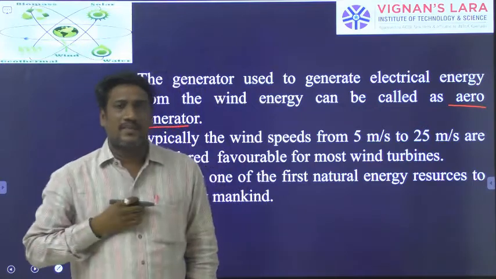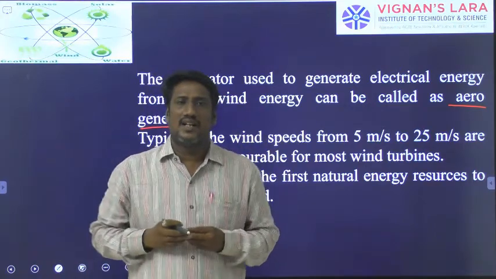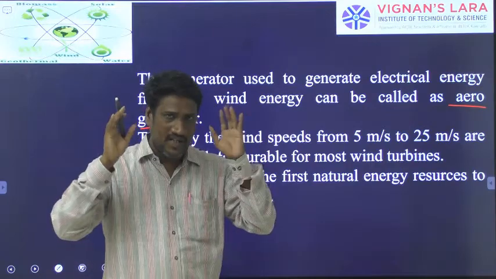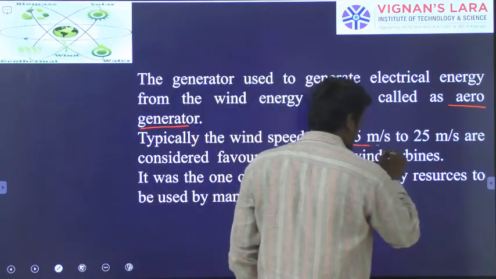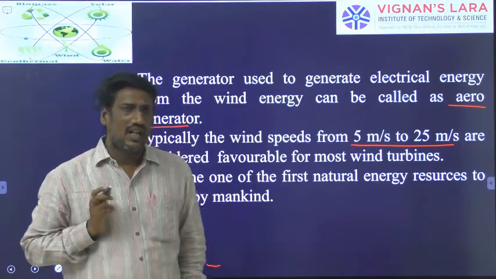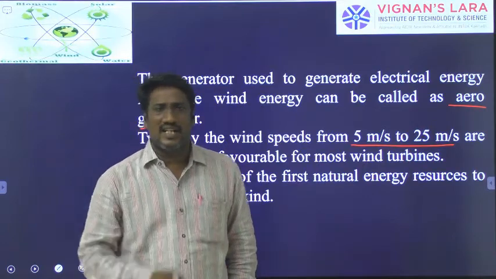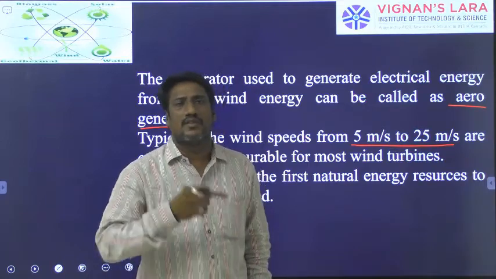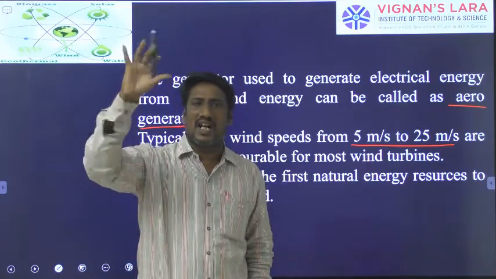What will be the speed to generate electrical energy? How much speed must be there to construct a particular power plant? If I want to construct a wind power plant, what is the required speed of the wind? The speed must be between 5 meters per second and 25 meters per second. What will happen if the speed is less than 5 meters per second? The required amount of power may not be generated. If the speed is more than 25 meters per second, there will be shaking in the blades of a wind turbine.